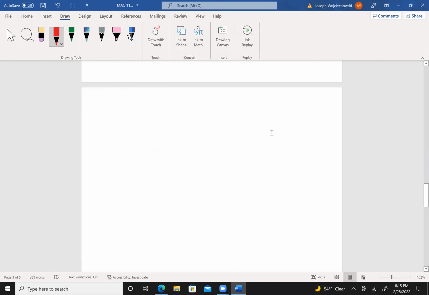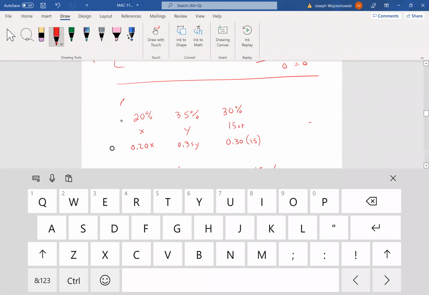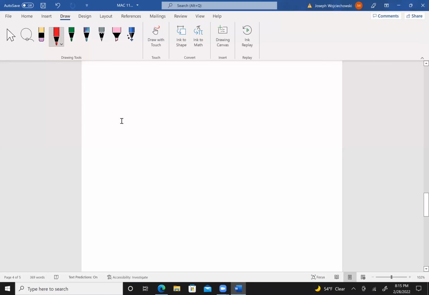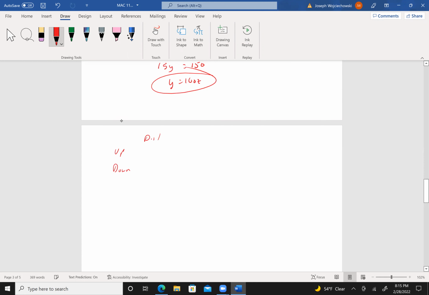So, a boat takes 3 hours to go 24 miles upstream against the current. So we have upstream and downstream, and we have a distance, a rate, and a time.